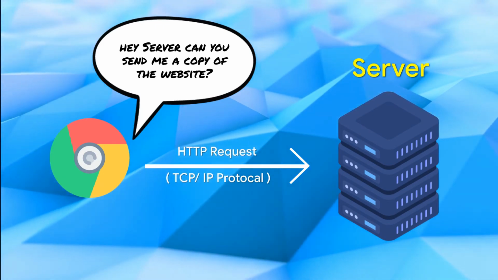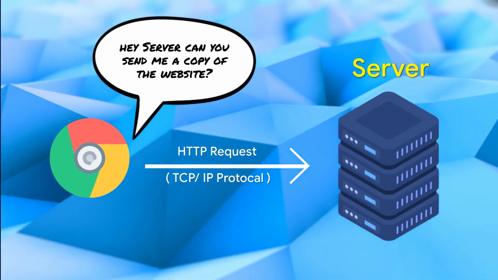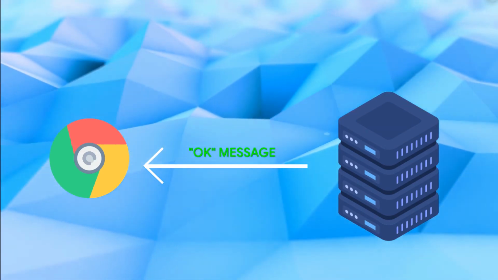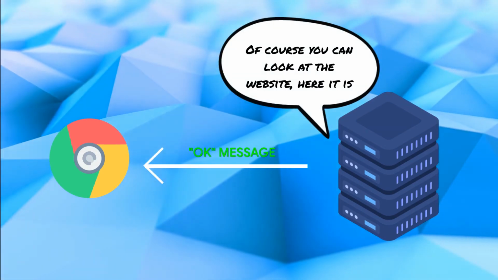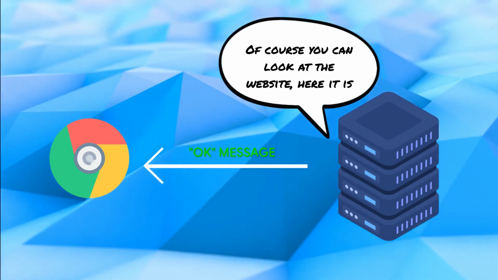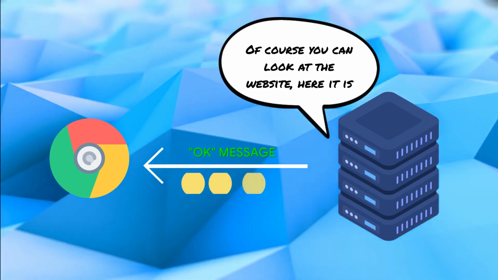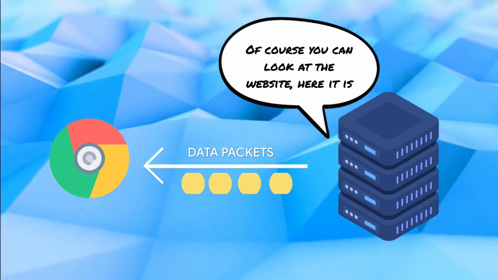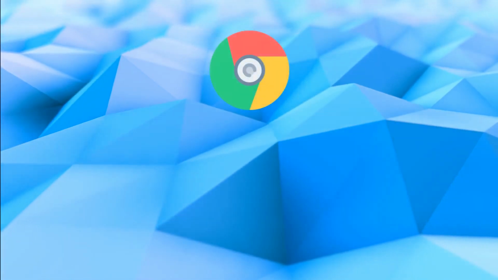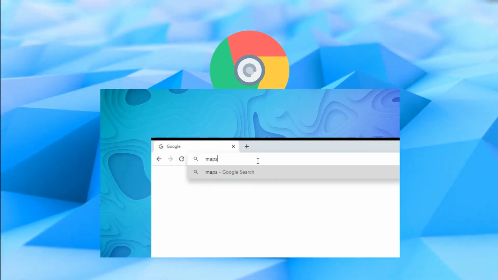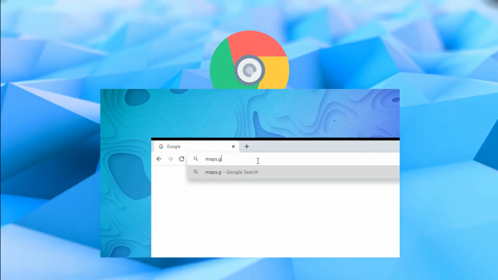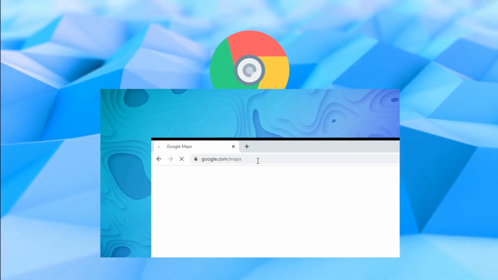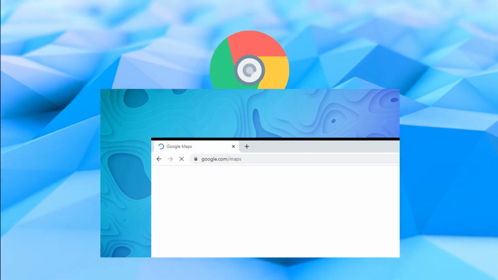If the server approves our message, then the server sends our browser an OK message, which means, of course you can look at the website, here it is, and then starts sending the website files to the browser as a series of small chunks called data packets. The browser assembles all the small chunks into a complete website and displays it to us. This is how we land on a website when we type in the website's name.